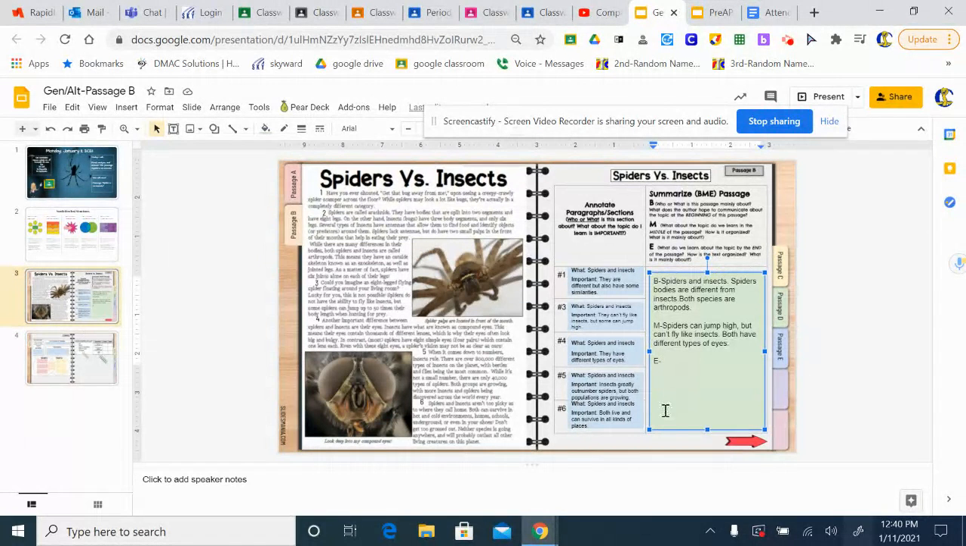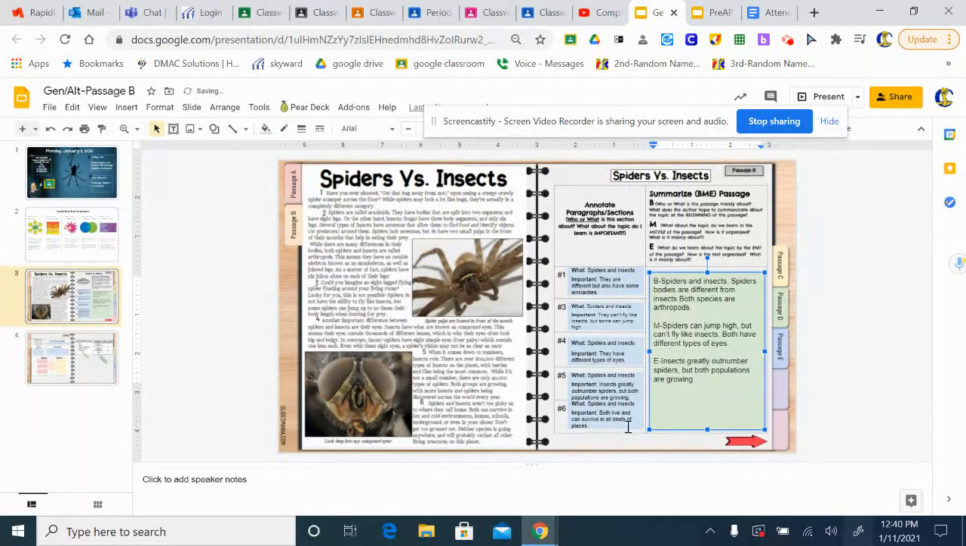Paragraph 5, what do we say it said here? That insects greatly outnumber the spiders. Okay, so insects greatly outnumber spiders, but both populations are growing.